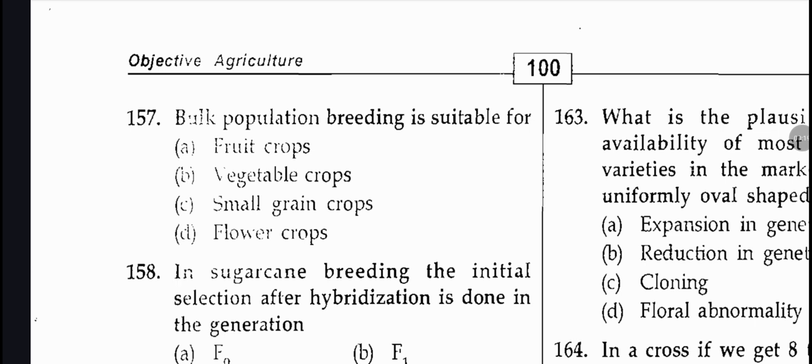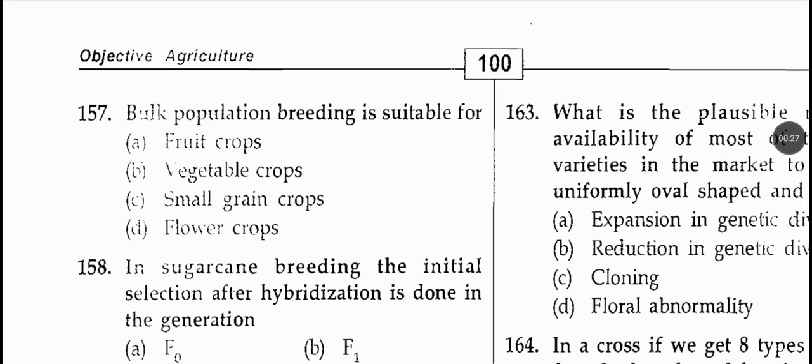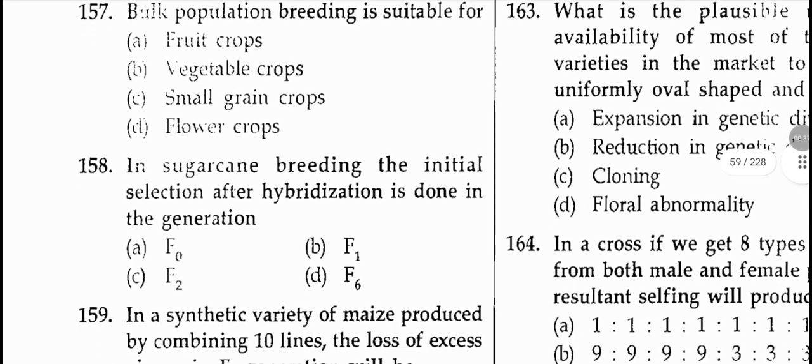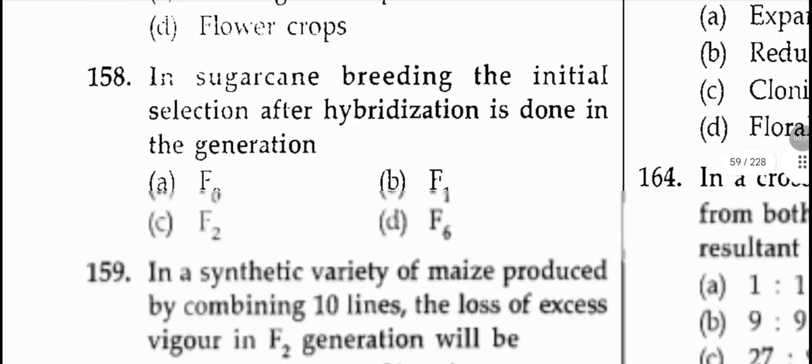Question number 157. The bulk population breeding in US is suitable for, that is option C, the small grain crops.